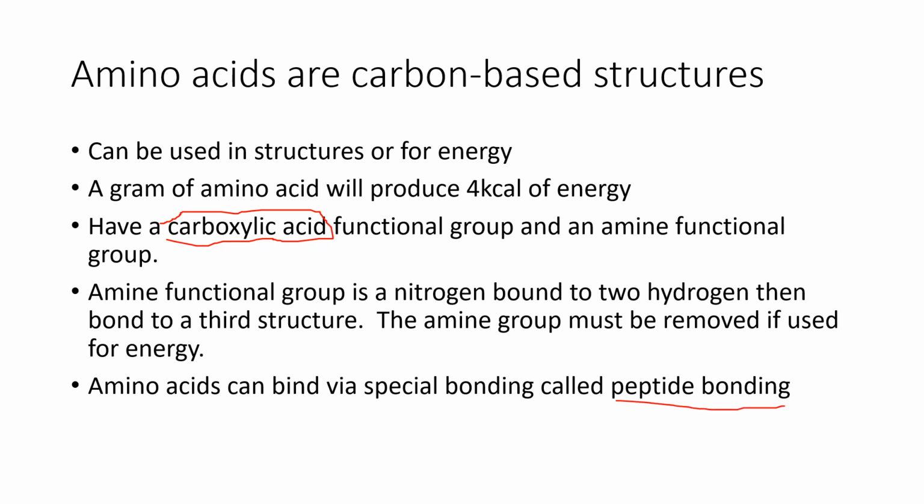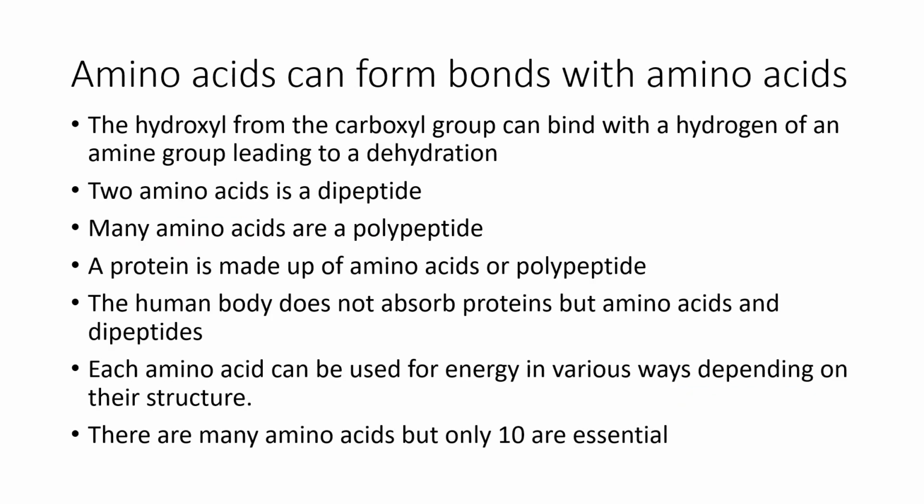Now what happens is you take one end, the carboxylic acid end, you take a hydrogen here, you pull it off, making water, and then you end up having a peptide bond, and the molecule will have two amino acids, which we call a dipeptide. So again, the hydroxyl group from the carboxyl group combines with a hydrogen from the amine group, leading to a dehydration reaction. And so the two amino acids become a dipeptide.